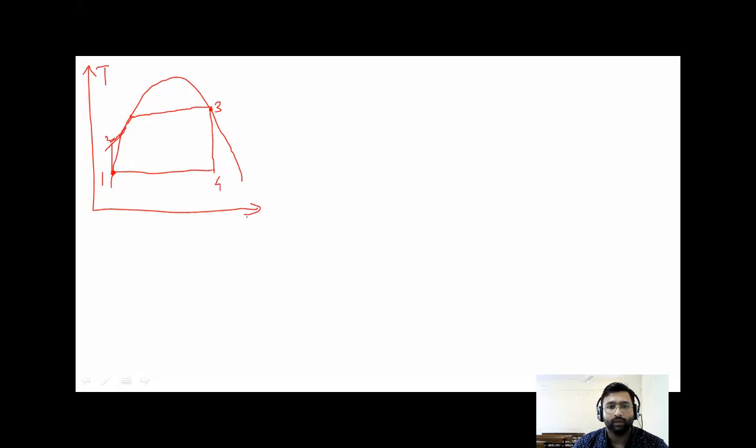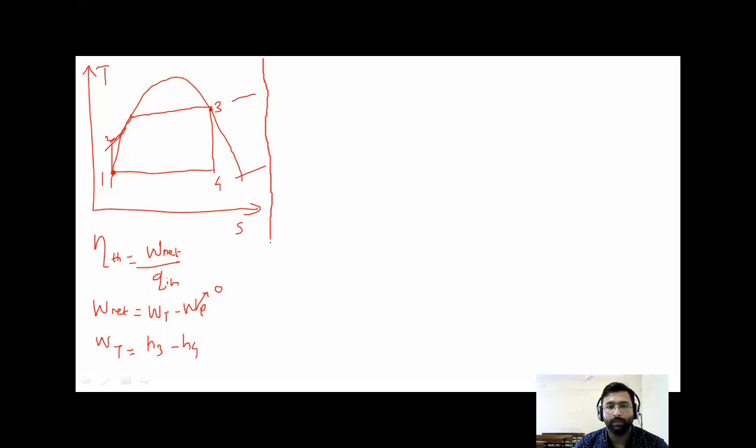Now in this case, you have to calculate Rankine efficiency. So what is the formula for Rankine efficiency? Net work done, W net, divided by Q in. In this case, W net will be equal to turbine work minus pump work. Pump work is 0, they have told you to neglect it. Now how to calculate turbine work? This will be equal to H3 minus H4, enthalpy at the inlet minus enthalpy at the outlet. So can you calculate H3 from the steam table?